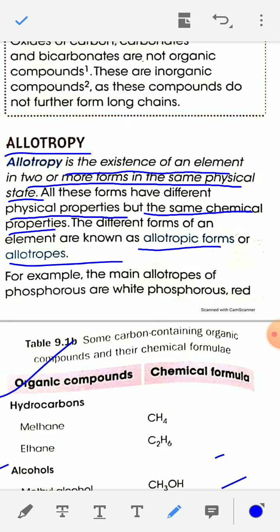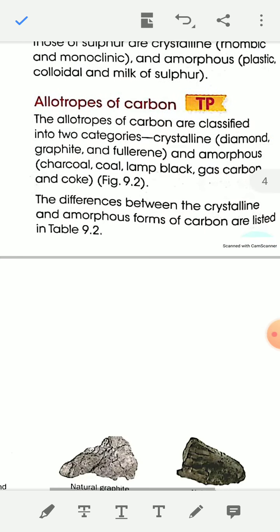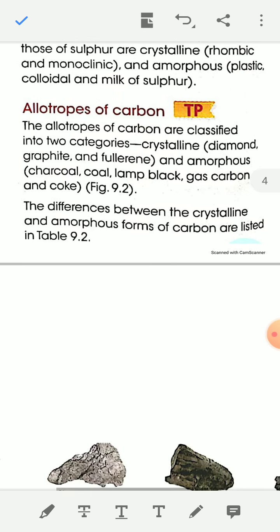So allotropy is the existence of an element in two or more forms in the same physical state, and these different forms of an element are known as allotropic forms or allotropes. These allotropic forms have different physical properties but the same chemical property because they are made up of the same atom.